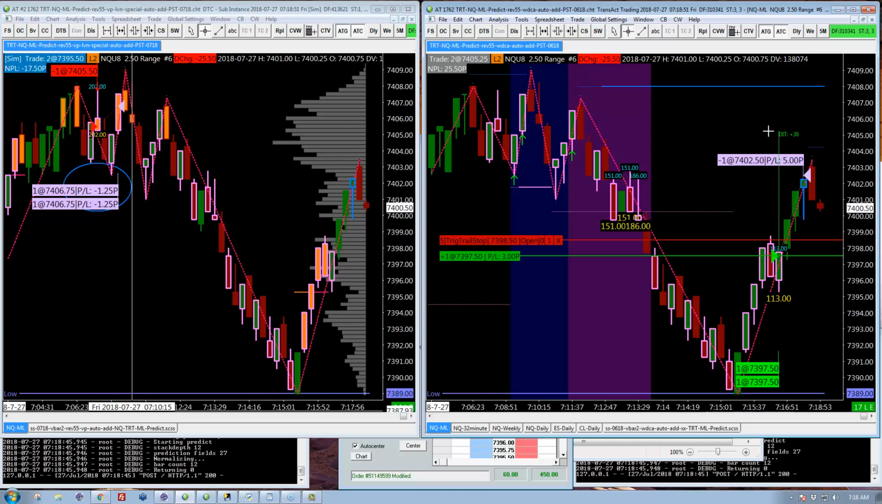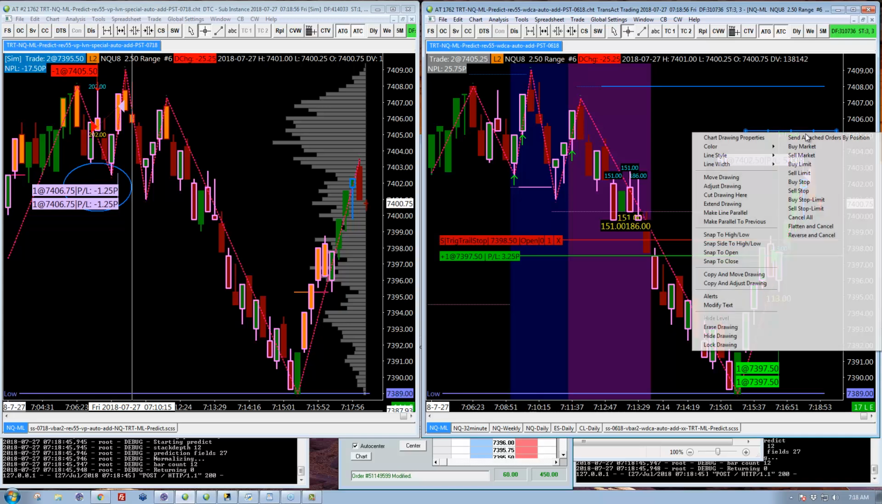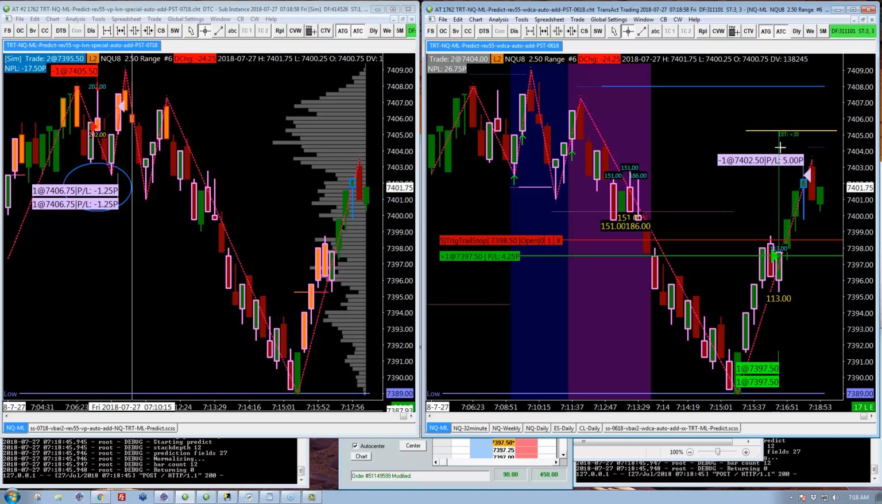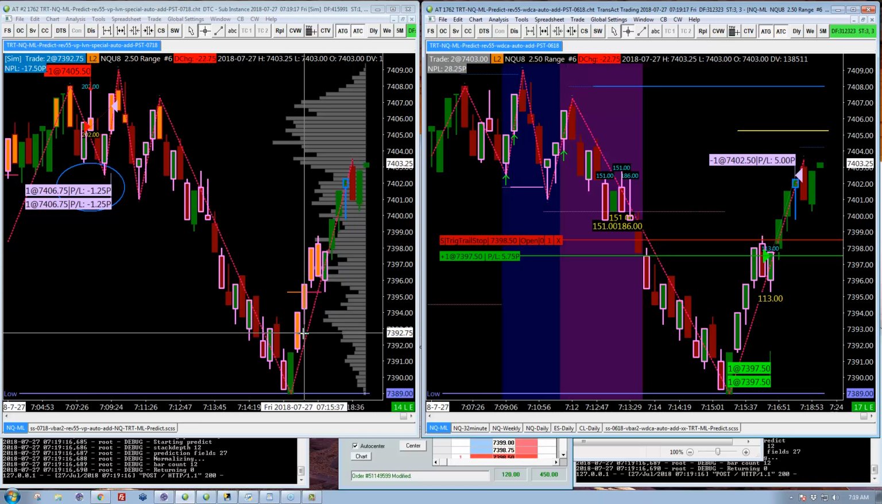So we'd have to get to that level before you consider an add. So let's mark that. And there's no obvious break level in there. And then when we look at the volume profile, what do we see? So we didn't get a signal here.